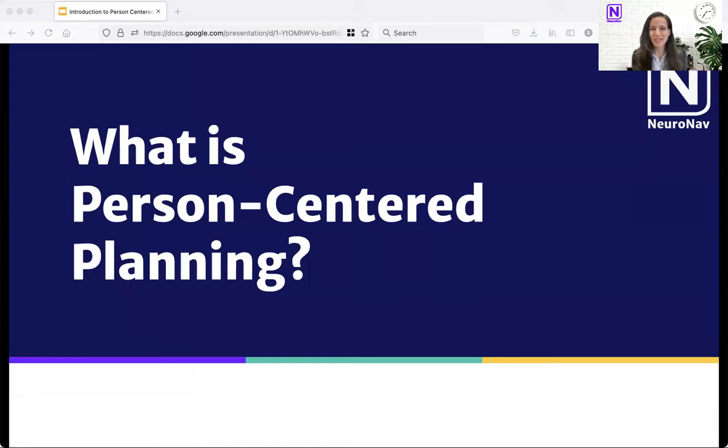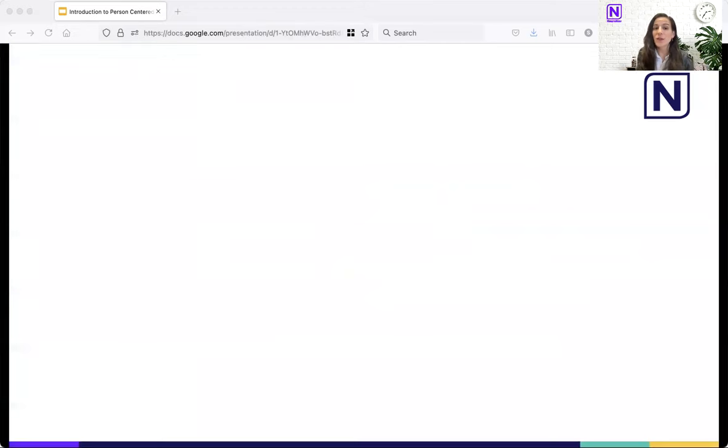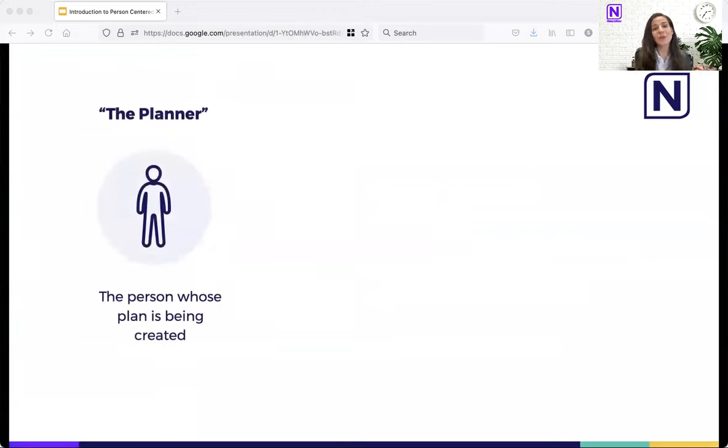So, what is person-centered planning exactly? I'll tell you. First, let's dive into a couple of terms that you might hear us use throughout the person-centered planning process. First, the planner. That's you, the person that we're creating a plan for. You will be our focus as we plan.